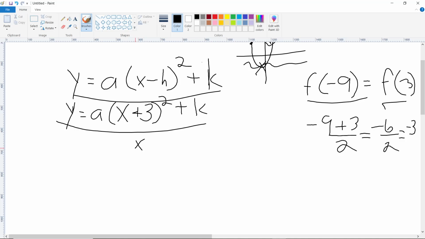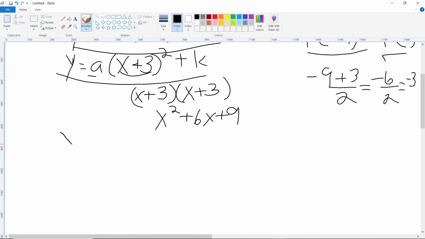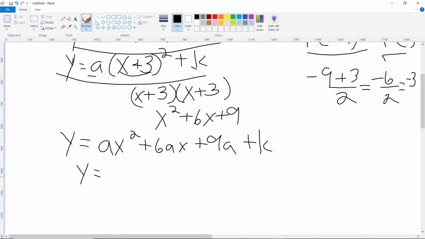x plus 3 squared, well, x plus 3 times x plus 3. x squared plus 3x is plus 6x plus 9. So x plus 3 squared is x squared plus 6x plus 9. And I'll distribute that a so that y equals ax squared plus 6ax plus 9a plus k. And again, I have the original equation that was given, ax squared plus 4x plus c.